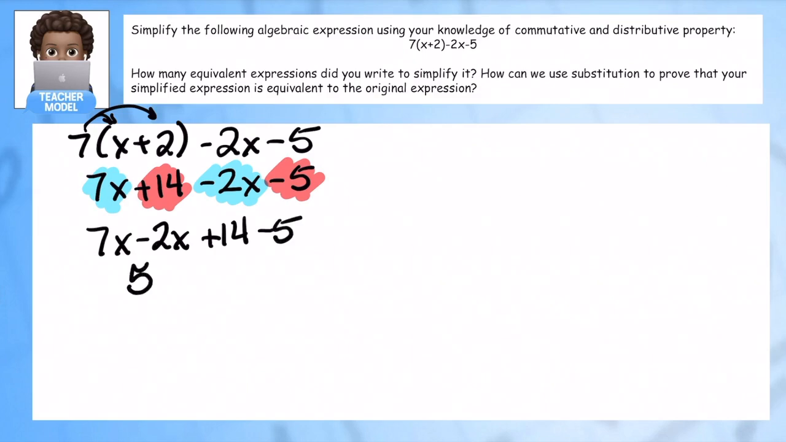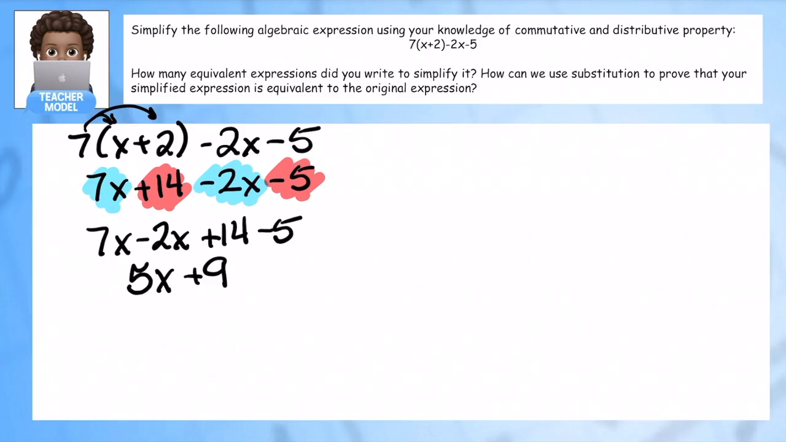And now we can simplify. 7x minus 2x leaves us with 5x, and 14 plus negative 5, or 14 minus 5, is going to give us 9. Alright, so we have this in simplest terms. So this is one equivalent expression that we can have right here. Do we have anything else that we can do with this? Do they have a greatest common factor? No. And I can just see this one.